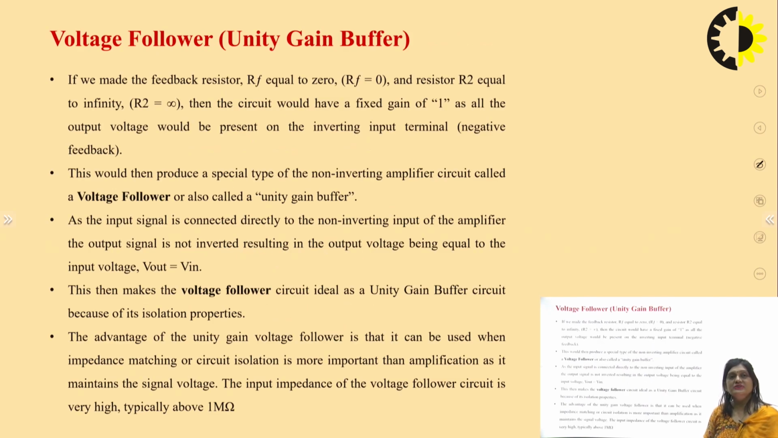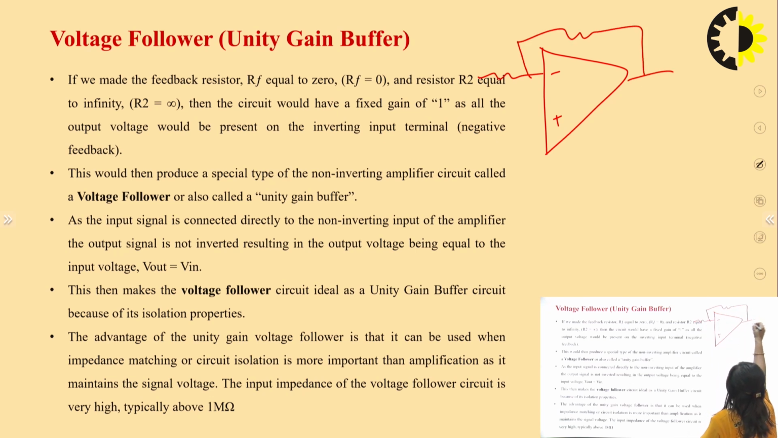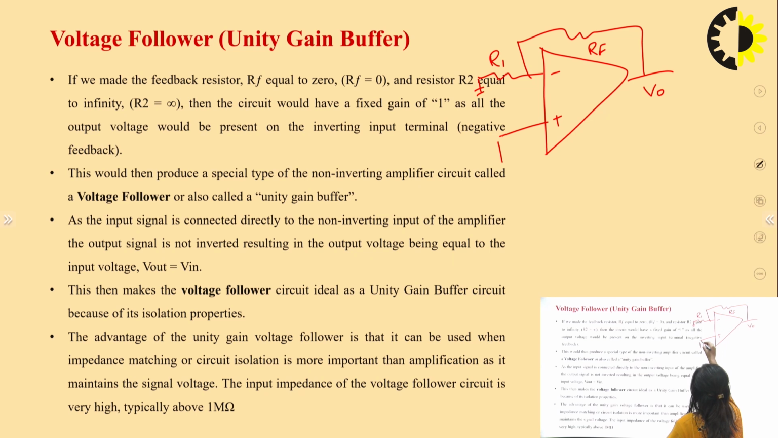After that, the voltage follower. Voltage follower is another application of the op-amp in closed loop configuration, and this is generally designed with the help of the non-inverting amplifier. Like the non-inverting amplifier, we have minus, plus. The structure of the non-inverting amplifier is like this: RF, R1, and this is grounded. After that, we have given the Vi here. So this is the structure for the non-inverting amplifier.